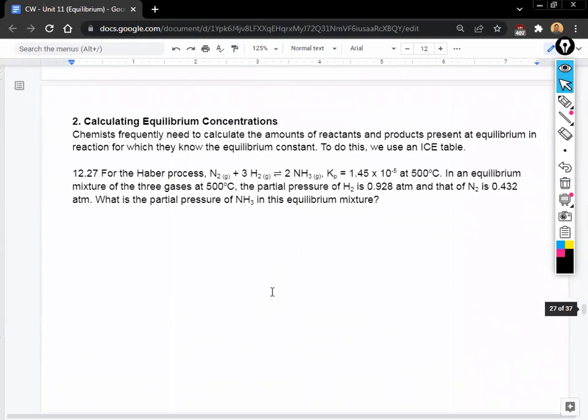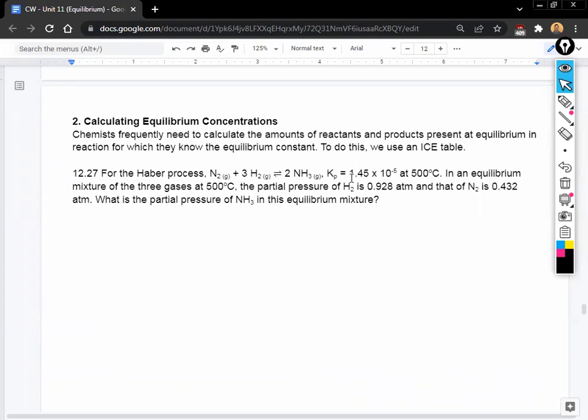So we're going to do 12.27. But before we do that, I do want to give you a little bit more information. This is basically telling us that we can use the equilibrium constant to find the reactant and product concentrations at equilibrium. Basically, we use the equilibrium constant to create ice tables. So I want you guys to take a second and solve 12.27.